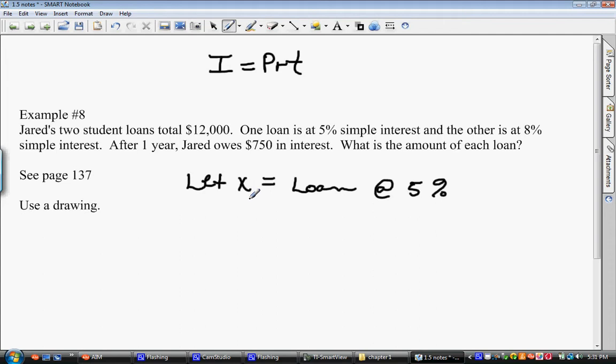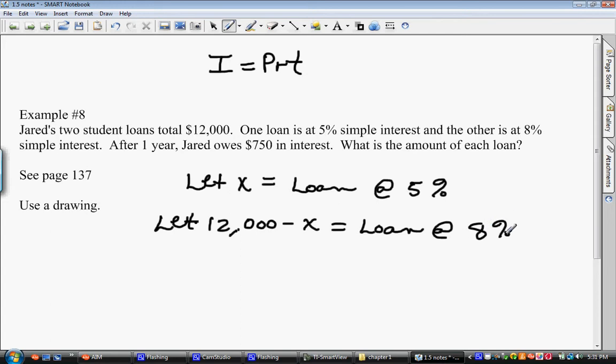So when we define our variables, we want to now say let the remainder, which is 12,000 minus X, equal the loan at 8% interest. So we have 2 loans. This is the first one. This is the second one. Now, both of those involve the formula I equals PRT. We have 2 of those. And I'm going to draw circles to represent both of them so that we can talk about separate formulas for both of them.